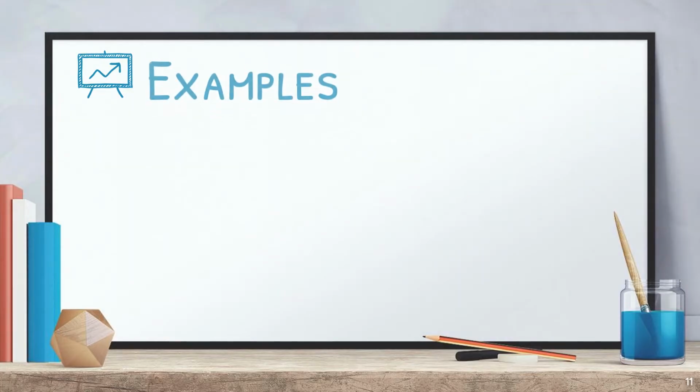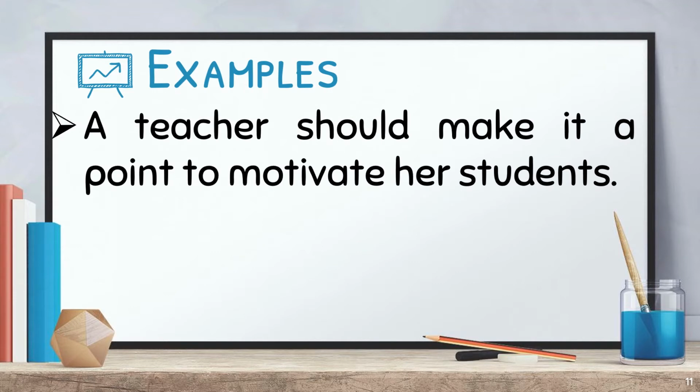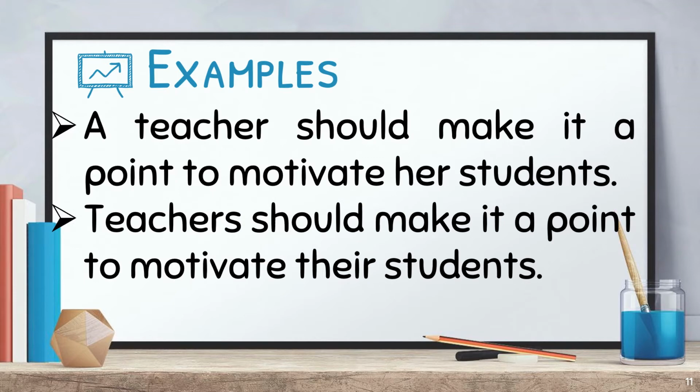Let's take a look at these examples. First: a teacher should make it a point to motivate her students. The second sentence: teachers should make it a point to motivate their students. Let's analyze it. In the first sentence, the pronoun used was her. But teachers may also be male, so the statement shows gender bias. The second sentence, on the other hand, makes use of the gender-neutral pronoun their, making it unbiased.